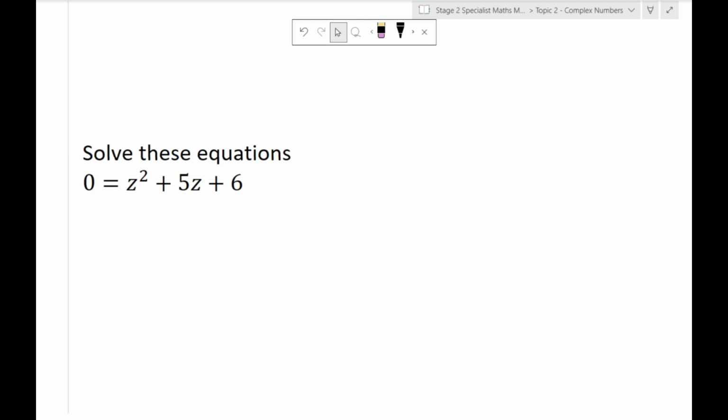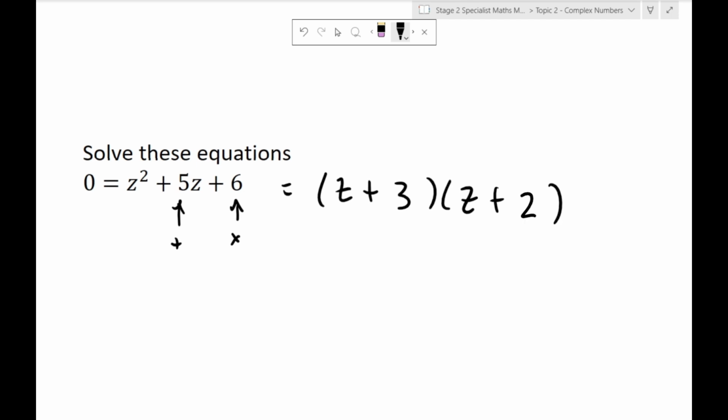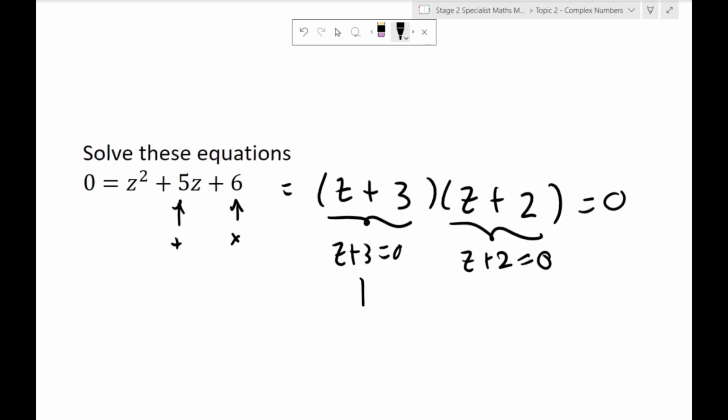Next, we're going to solve equations. So this one we're going to do sum and product. We're looking for two numbers that times together to give me 6 and add together to give me 5. So I'm going to get z plus whatever those two numbers are. And if you think about it, those numbers are 3 and 2. And this whole thing has to equal 0. So either that thing equals 0 or that thing equals 0. This one would tell you that z is minus 3, and this one would tell you that z is minus 2. Those are our answers.